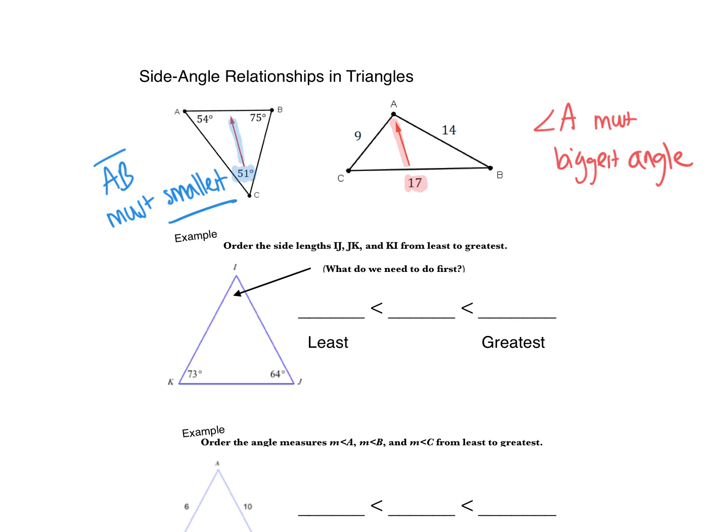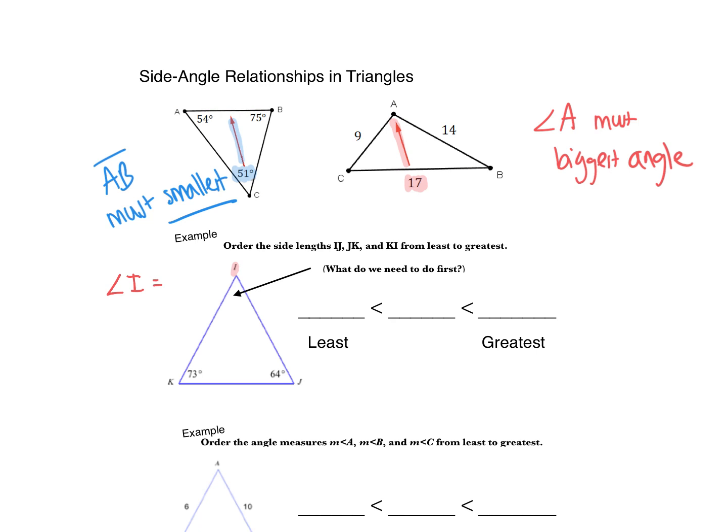So look at our example. It wants us to order the side lengths from least to greatest. So first we need to figure out what angle I is equal to, because we don't know how much angle I is yet. And we need to know that amount in order to determine the biggest angle measure and the biggest side, okay?